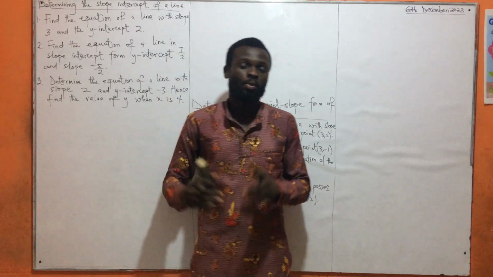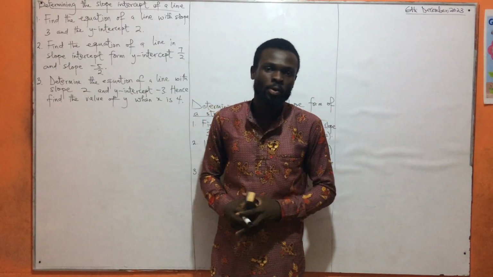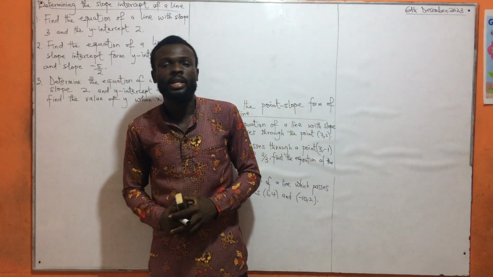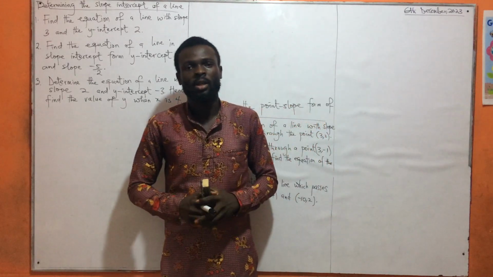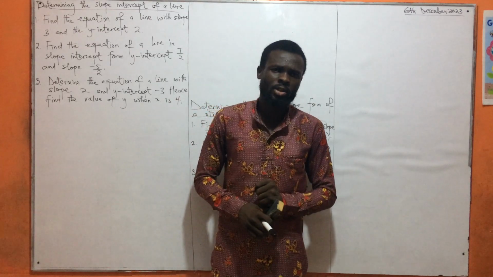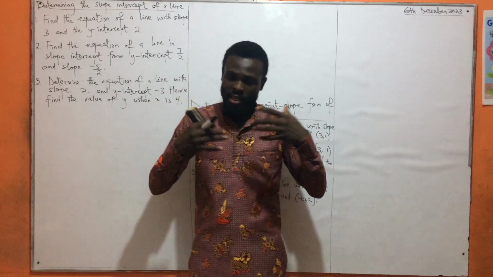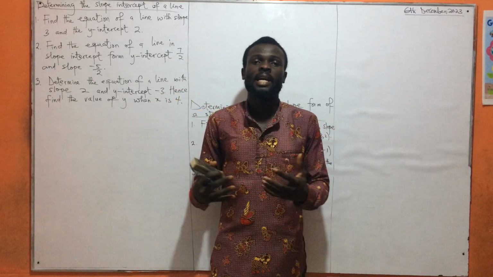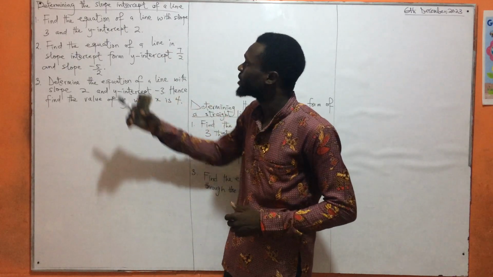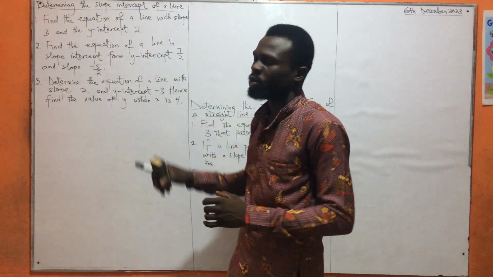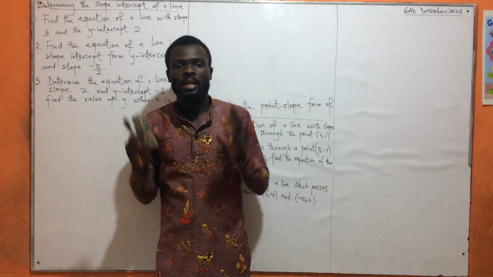Today we want to continue from where we started last week. Last week we were looking at the gradient of a line, or the slope of a line: how to find the gradient given 2 points, and how to find the gradient when given the equation of a line. Last week we also looked at the formula and how it came about. Today we want to look at how to determine the slope intercept of a straight line.